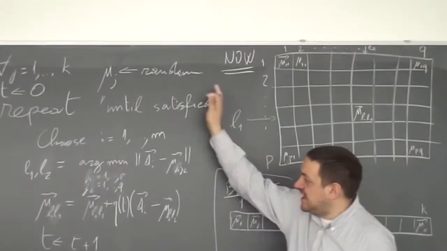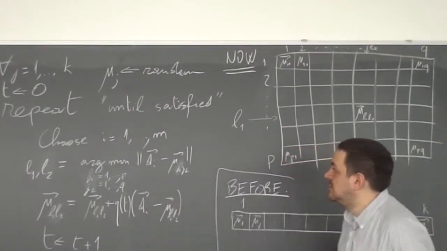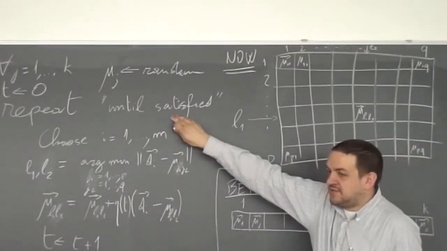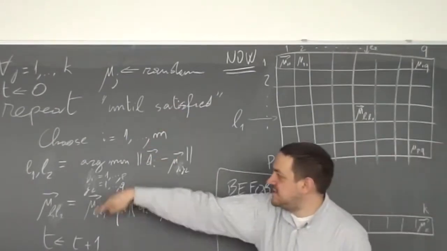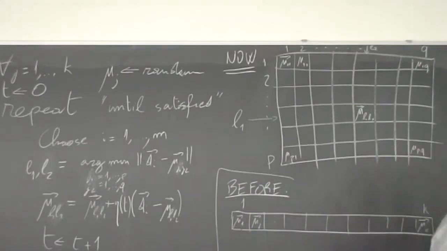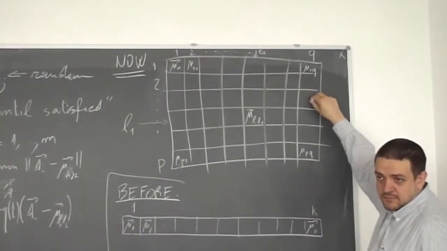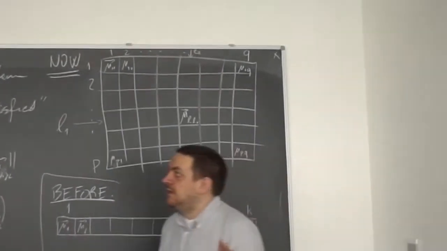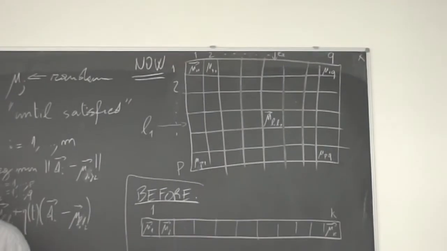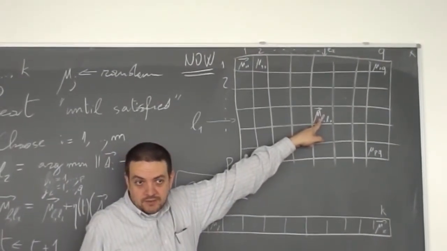Suppose that we have run this procedure until satisfied. Okay, so we have done this iteration a lot of times, so that each of these vectors is actually placed somewhere in our n-dimensional space. Each of these vectors is an n-dimensional vector.